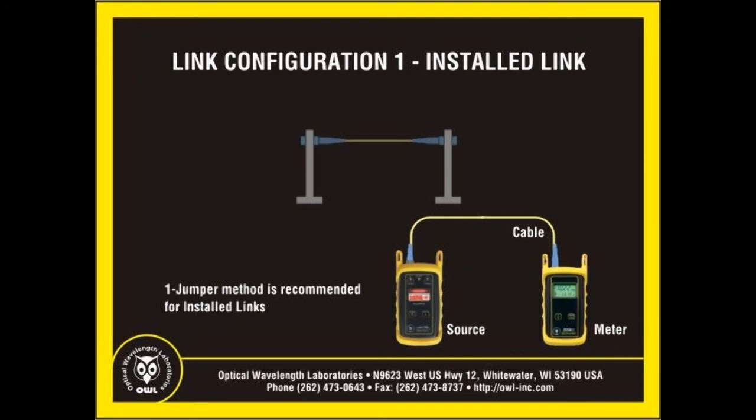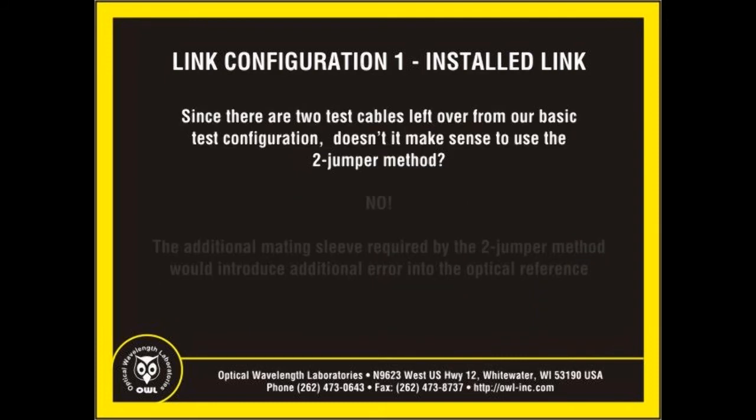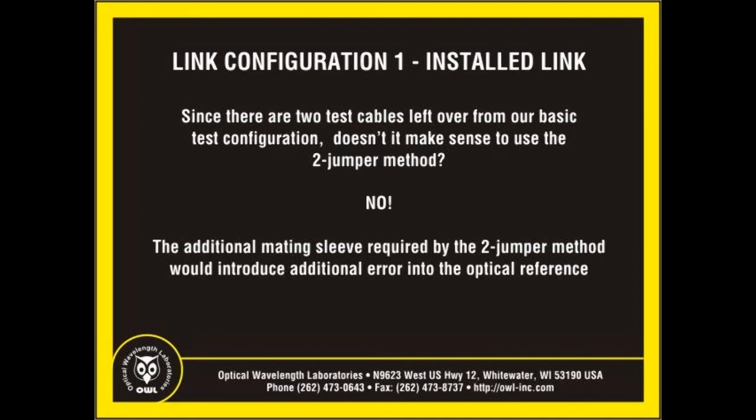the reference cable. Now you may ask, wouldn't it make sense to use the two jumper reference method since there are two test cables left over? The answer is no. Using the two jumper method would introduce an additional mating sleeve into the reference equation, and as a result would then introduce additional unwanted error into the final test result. In other words, the test would become less accurate. This is the reason the two jumper method is no longer preferred for this type of link configuration.